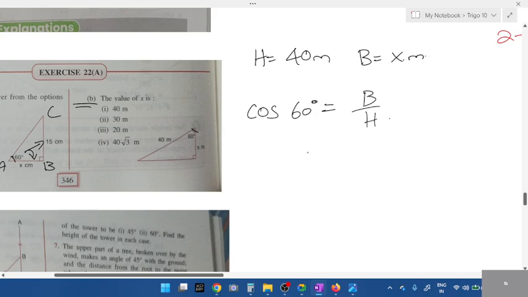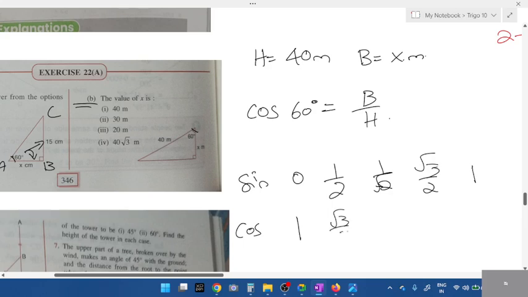What is cos 60? All of you will respond. How much is cos 60? 1 by 2. And look here, how will you all find cos 60 without writing the table? Tell me sine values, all of you. I told you all to memorize 0, 1 by 2, then root 3 by 2 and 1. What about cos values? Just the opposite, right? Very good. Opposite: 1, root 3 by 2, 1 by root 2, 1 by 2 and 0.